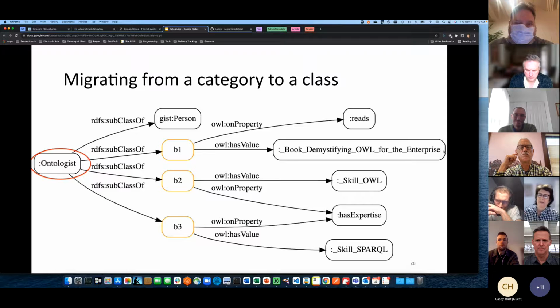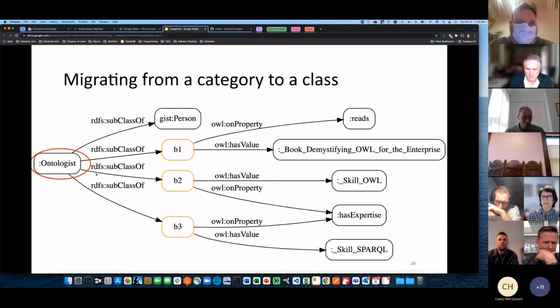So now Semantic Arts knows what to look for when they're looking for an ontologist. And this is a way of bridging a class, a new class that I want to define, to an existing category.